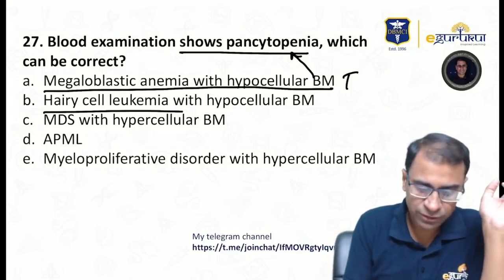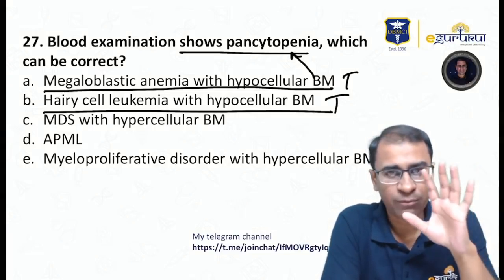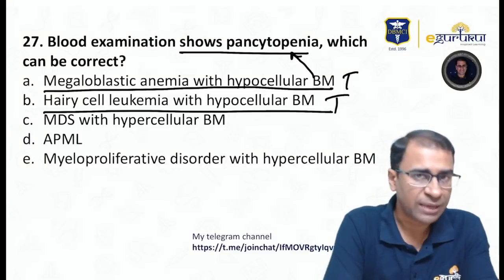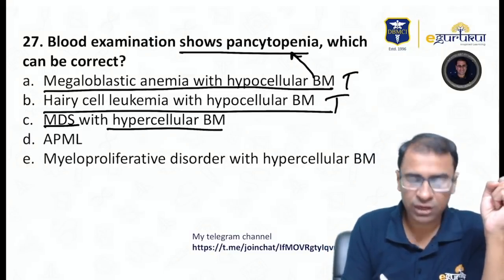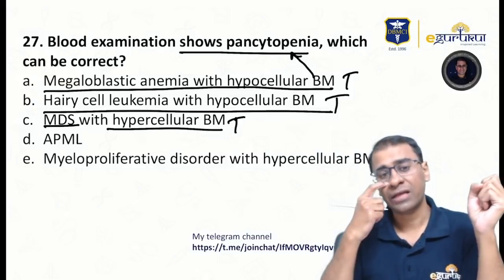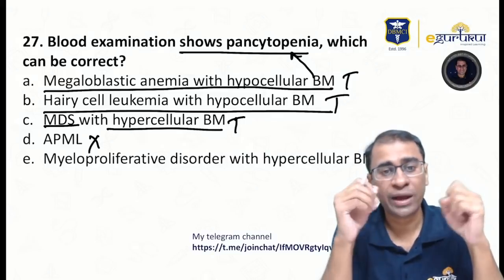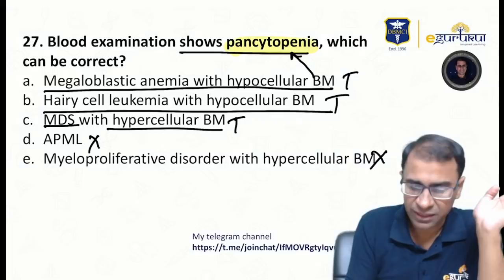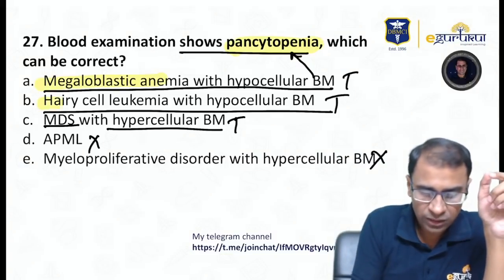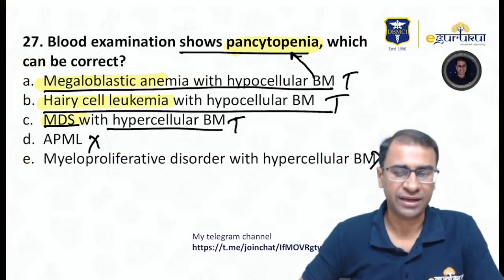Hairy cell leukemia with hypercellular bone marrow can show this; even though hairy cell leukemia often shows hypercellular bone marrow, if it shows hypo, it will show you a pancytopenia. MDS with hypocellular bone marrow will definitely show you a pancytopenia. APML and myeloproliferative disorders will not show pancytopenia anyhow. So in this question, you have to look for pancytopenia and look at these options, which can definitely show you a pancytopenia.